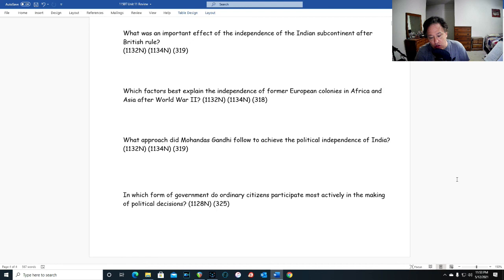Last question. In what form of government do ordinary citizens participate most actively in the making of political decisions? And this question really kind of brings the whole thing to a big conclusion. Especially, we can tie together events of today with what we were just talking about with Lech Walesa and Solidarity. So in Cold War terms, the answer to this question is a Western democracy. In a Western democracy, citizens can elect their own representatives, they can elect their own leaders, they can even form their own political parties if they want to.